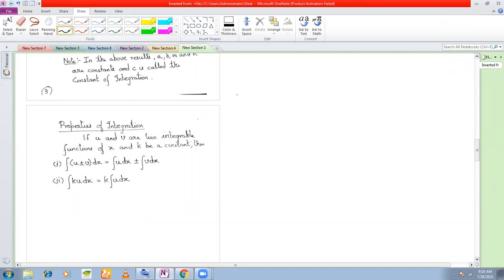Next is properties of integration. First is if u and v are integrable functions of x. Integrable, what does it mean? We're not bothered, but just know that if u and v can be integrated, then integration of u plus v dx, you can separate the integrals. You can write this as integral u dx plus integral v dx.